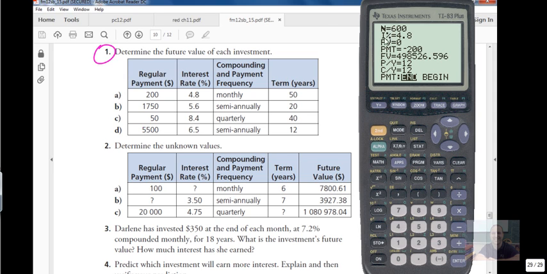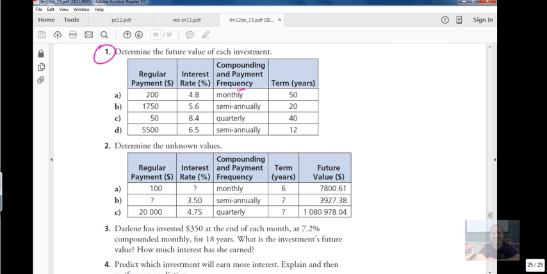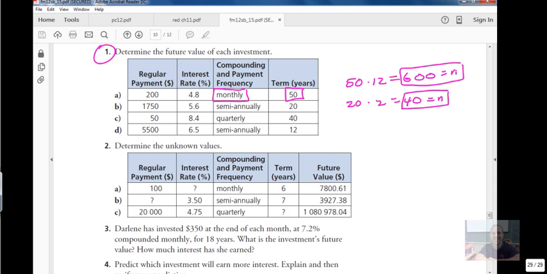Before we move on, where did 600 come from? Monthly, that's 12 times per year over 50 years. So that's 50 times 12 is 600. So that's what N equals. For B then, semi-annually is 2 times a year. So that's 20 years times 2 is 40. So N is 40 for B. Okay?